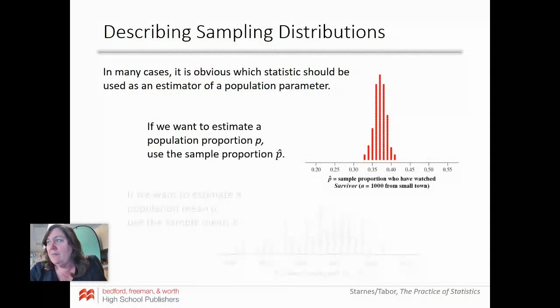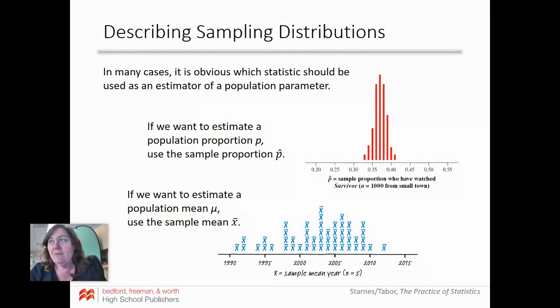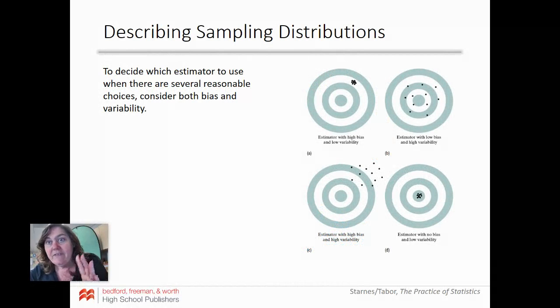Okay, this is where we left off yesterday. We found that p, the population proportion, can be estimated well with p hat. It's an unbiased estimator. Same thing: x bar will be an unbiased estimator of our mu when we take many, many samples of this. Okay, I love this diagram though.